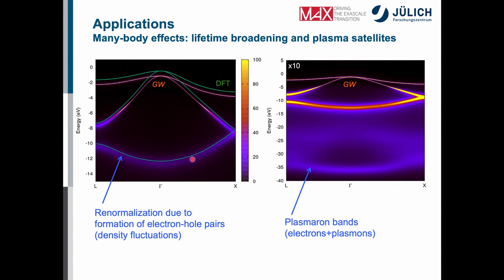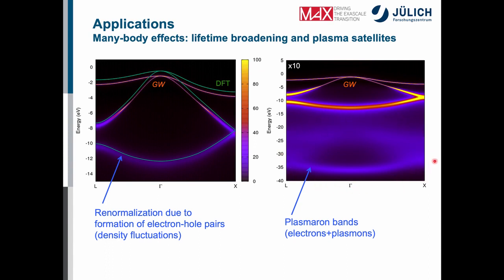The lifetime broadening grows with the distance from the Fermi energy. This is because the higher the energy, the more scattering channels are open for the particle to scatter, which reduces its lifetime and increases the lifetime broadening. Let us now extend the energy range to larger binding energies. Surprisingly, additional intensity is seen in the GW spectral function in a region where no bands exist.